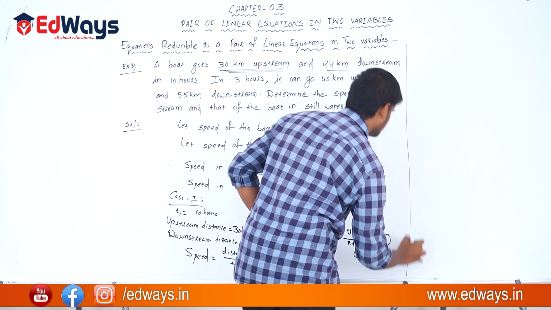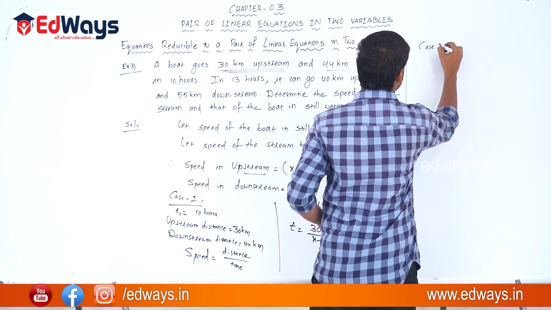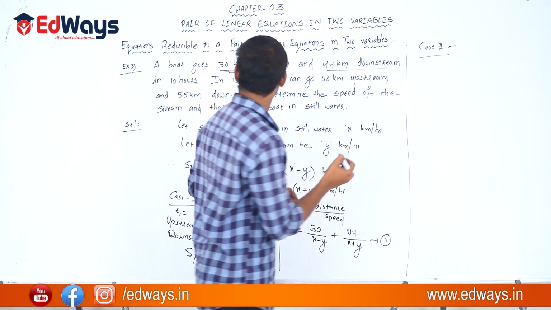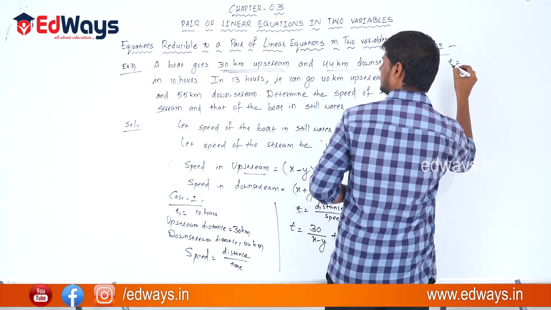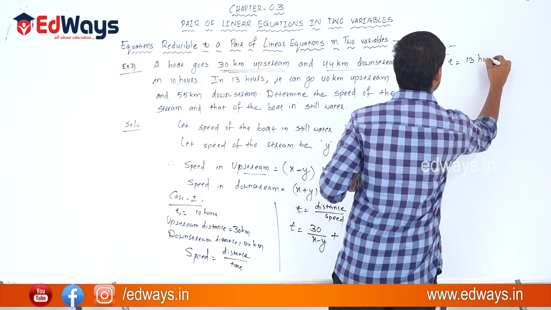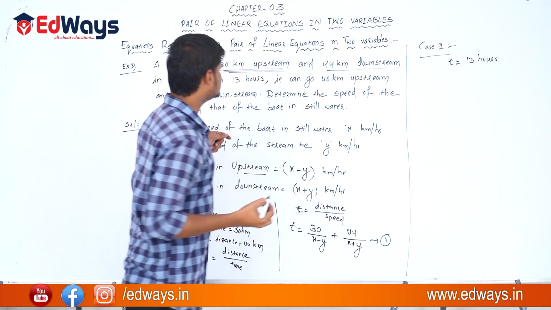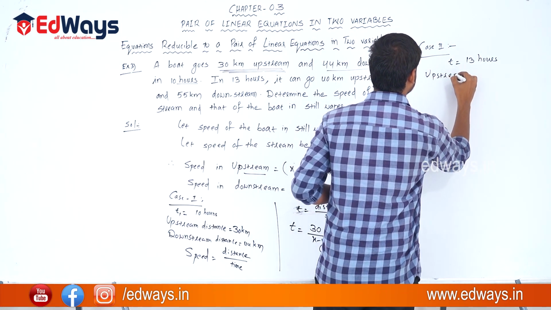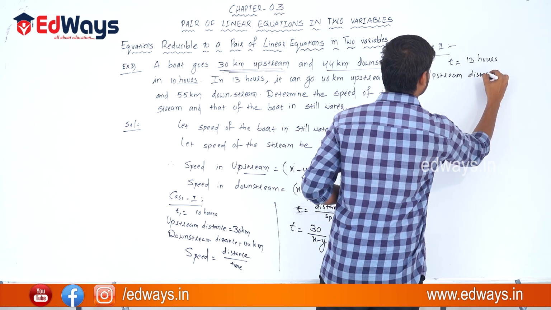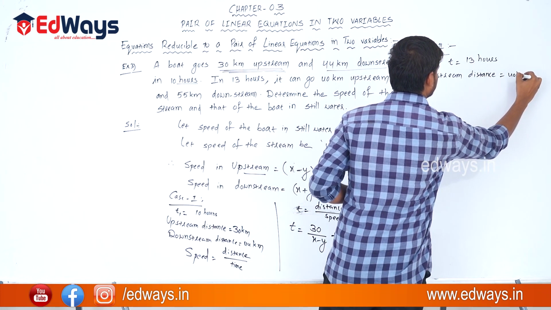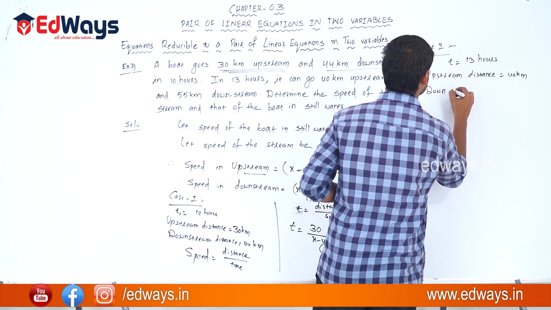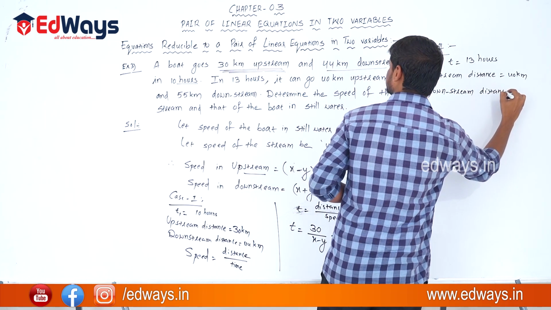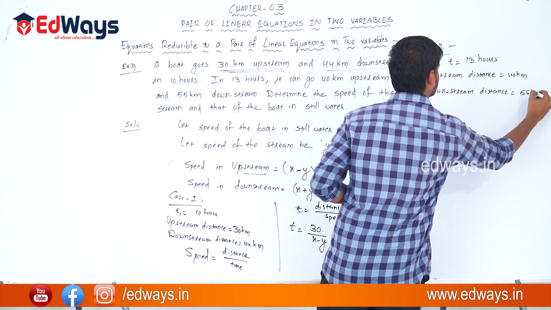Similarly, consider case 2. So this is easy now, you can easily do it, right? What's the total time given? T is equal to 13 hours, they said, right? Now what's the upstream distance? Upstream distance is equal to 40 kilometers and downstream distance is equal to 55 kilometers.